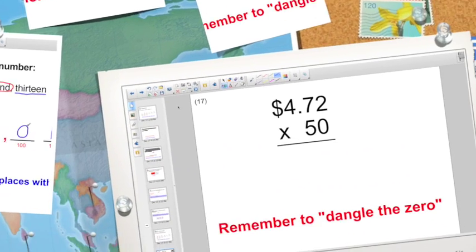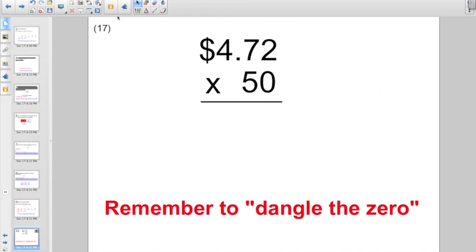205,013. So checking out this guy coming at us from lesson 17, the old dangle the zero trick. I'm not even going to get ready for the zero until it's absolutely necessary at the end. And I'll bring them straight down. I'm going to start multiplying by my first whole number here. 5 times 2 is 10. I write down my 0. I'm going to carry my 1.